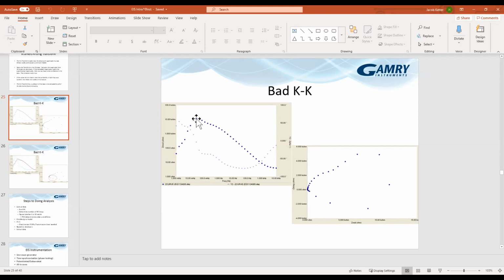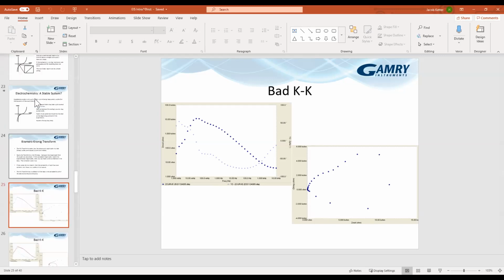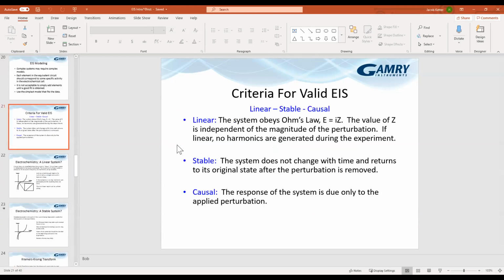If you have background drift, that does not generally look as much like noise. But if you have a non-causal system, and I didn't talk too much about it because it's not as easy to deal with, so nonlinear can look like noise. Instability usually does not, but might. A non-causal system, a very good example for that would be pitting.